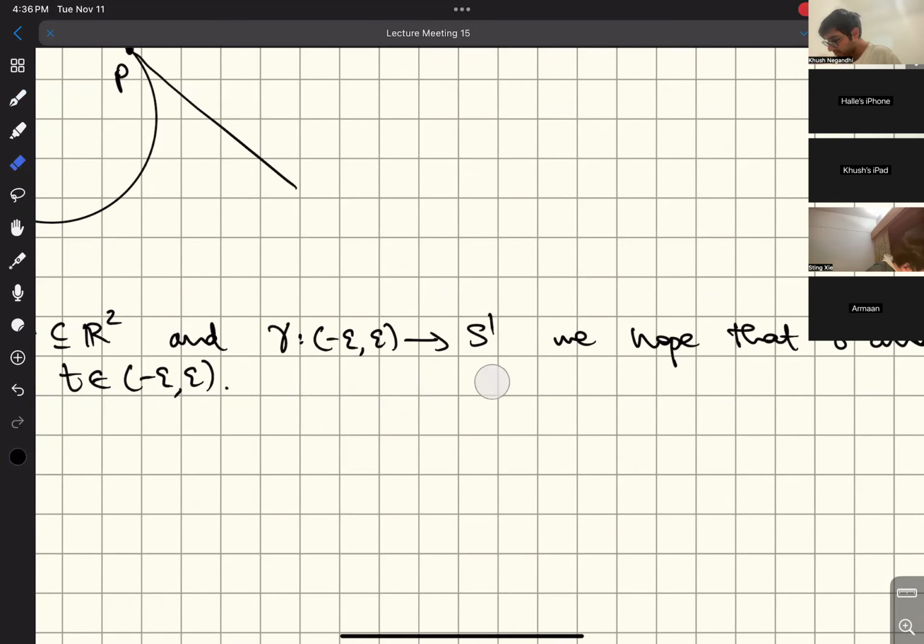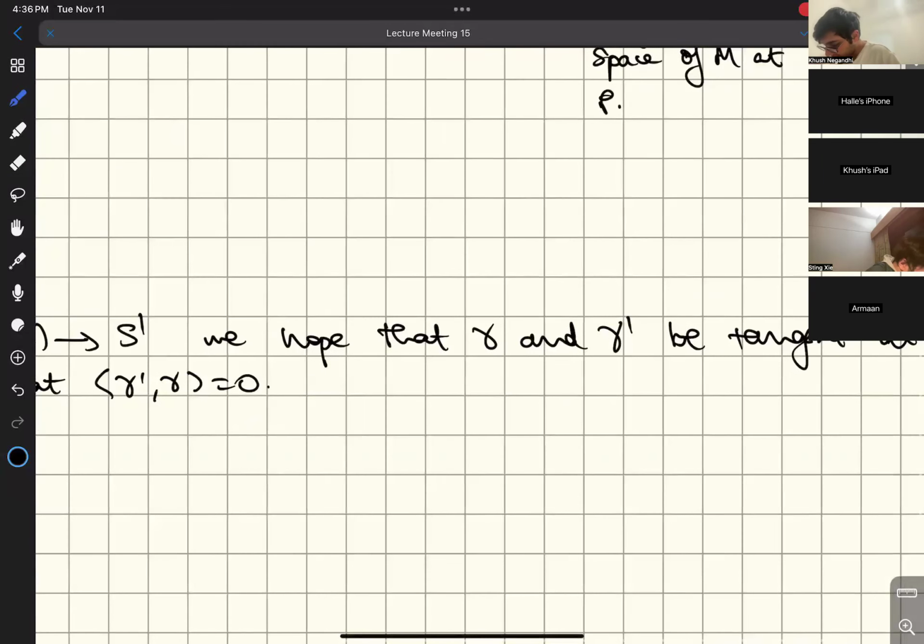And what we want to show is that gamma prime dot gamma is equal to 0. How do we do this? Note that since gamma is on the circle, its inner product with itself is equal to 1, because its length is 1. And now we can differentiate both sides with respect to t. So we have 0, because the derivative of a constant is 0.